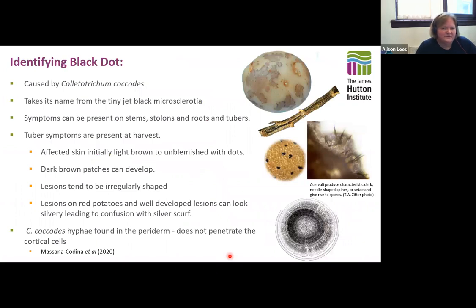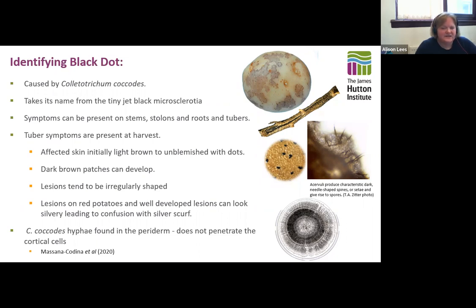Identification of black dot has sometimes been an issue. It's caused by the pathogen Colletotrichum coccodes, which takes its name from the tiny jet black microsclerotia. Symptoms can be present on stems, stolons, roots, and tubers, and there's a significant literature on black dot development on plants. Tuber symptoms are present at harvest.